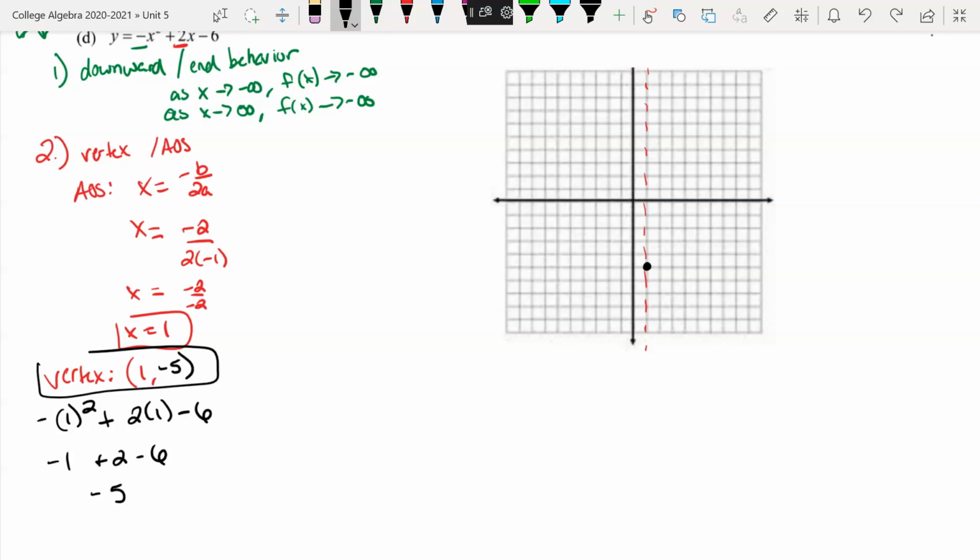The third step was domain and range. Remember, domain, I told you most of the time with the parabola is going to be all real numbers, and that's the same case here. My range is going to be this time the bottom, because it's going downward, is negative infinity, all the way up to my y value, which is negative 5 of my vertex.